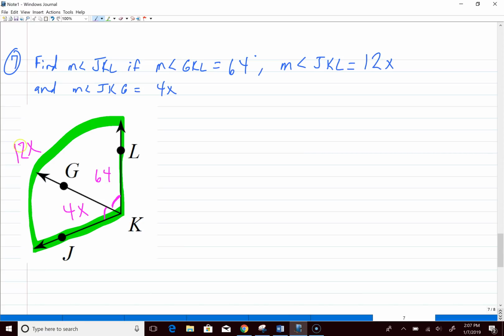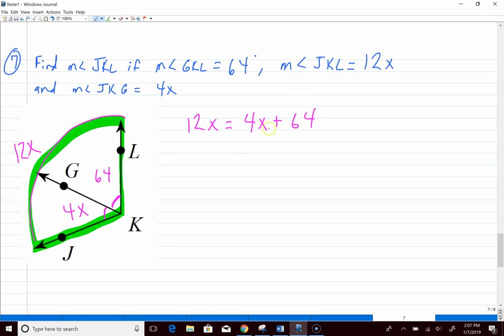Okay, so again, we're going to add the two smaller angles. First, the whole thing. The whole angle is how much? The whole angle is from here all the way here, and that is going to be 12x. How do you get 12x? It's when you add the two smaller ones inside. So this first small angle here is 4x, plus the other adjacent small angle, which is 64.